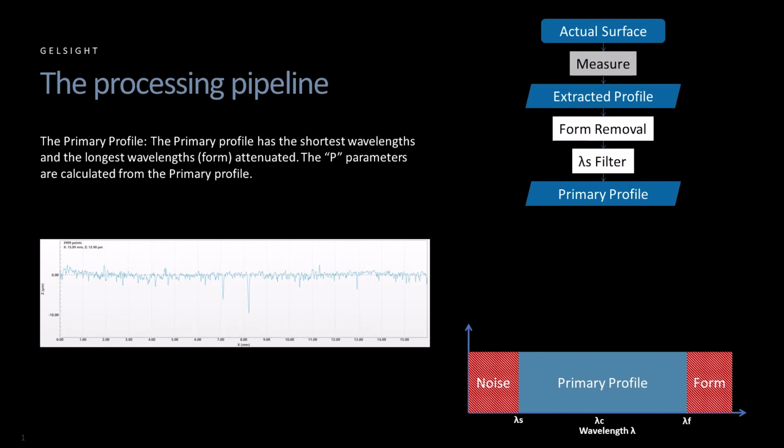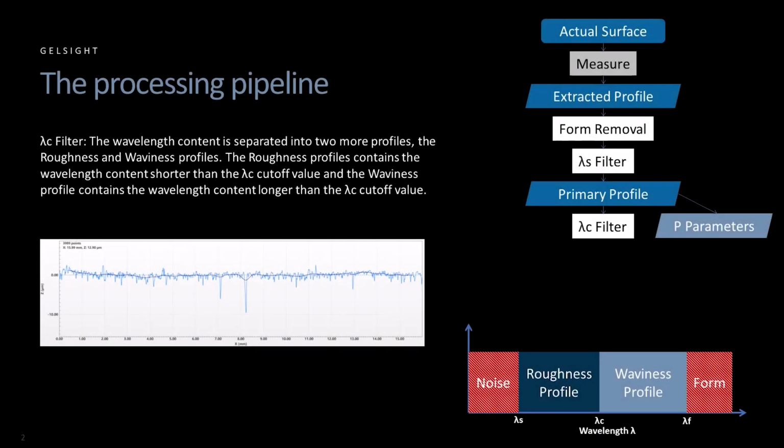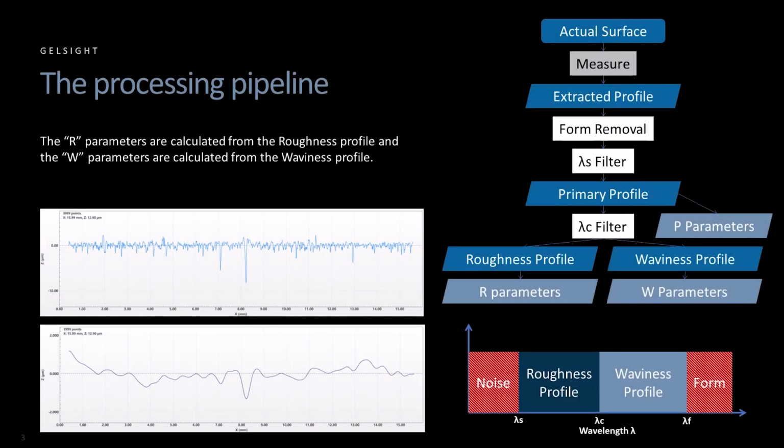Using the primary profile data, we then separate the short wavelength content from the long wavelength content. The exact wavelength we choose to separate the wavelength information is known as the lambda C wavelength, or the lambda C filter cutoff. The resulting profile containing the wavelength information shorter than the lambda C wavelength is called the roughness profile. And the resulting profile containing the wavelength information longer than that lambda C wavelength is called the waviness profile.